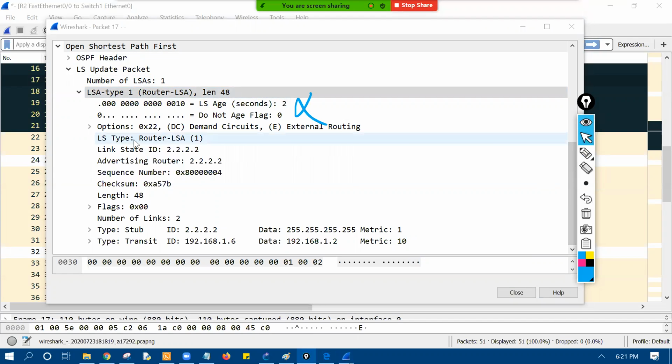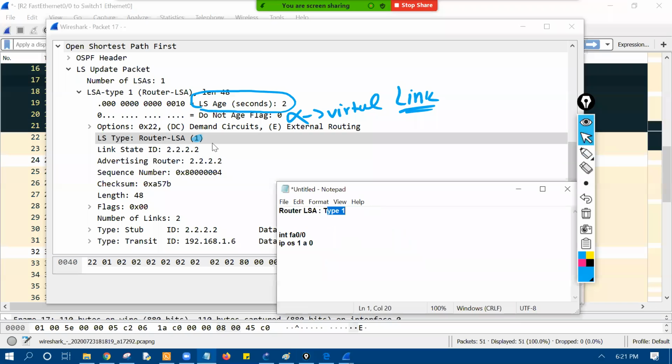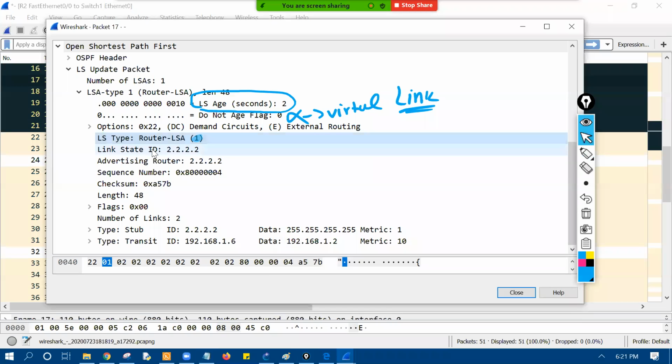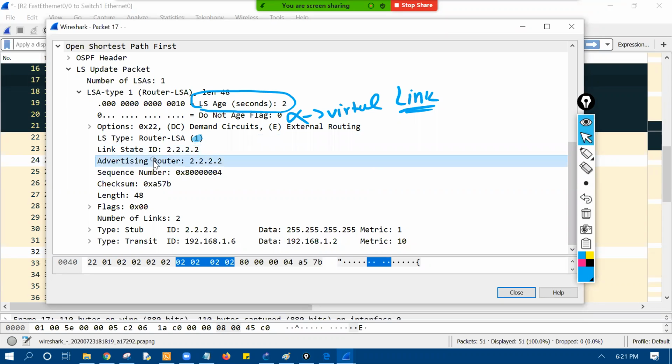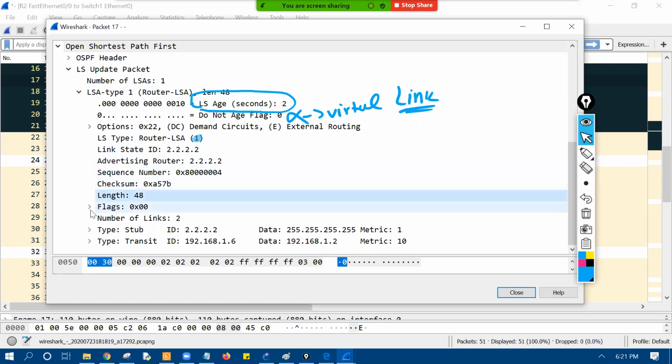So the LSA type is router LSA. You can see this one, but don't look at it right now. This one I'll teach you in the virtual link. So the LSA type is the router LSA. This is the opcode value, right? The type 1 is going to represent that. Then after that, the link state ID. R2 is advertising this LSA, right? Then the sequence number, checksum, length, flags.